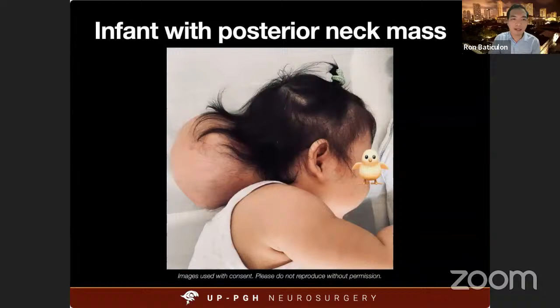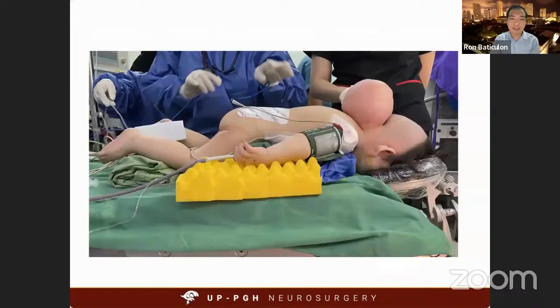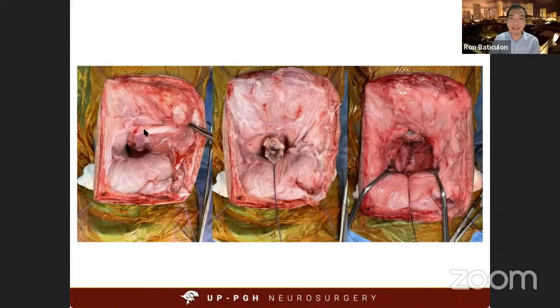This is an infant with a posterior neck mass. This is a Chiari 3 malformation. You can see this is an occipital cervical encephalocele. Again, very scary, because you've got brainstem and blood vessels in there. Positioning this patient is very tricky. Again, you need to make sure all pressure points are padded and that there is no pressure on the eyes. The way I work with these cases, you know that the vessels are midline. So you work from the normal anatomy at the sides and then work your way to the midline. That's the safest way to do it.